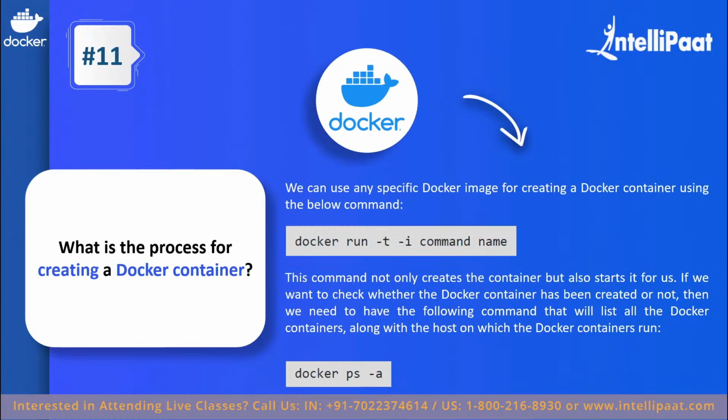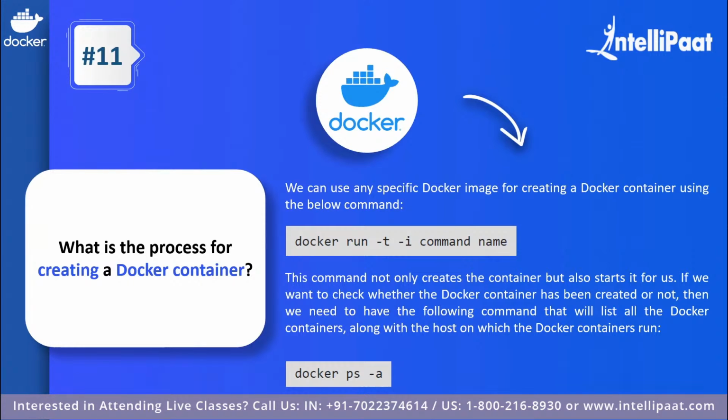Okay. The 11th question. So what is the process for creating a Docker container? First, we can use any Docker image for creating a Docker container using the below command. So you already have created a Docker image right now. So Docker image is ready. Now you want to create a Docker container. To create a Docker container, you'll have to run this command, docker run -t-i command and name. Basically the command not only creates the container, but it also starts it for you. In the place of name, you'll have to provide the Docker image's name.